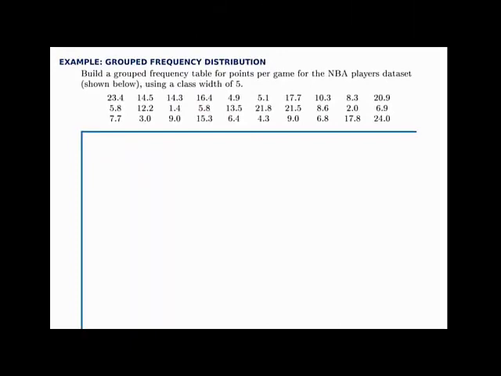Here we're going to build a grouped frequency table using the data set of NBA players with their points per game shown below. So we have 30 values ranging from 1.4 up to about 24. And we're told to use a class width of 5 for our grouped frequency table. So we want to start low enough that we can cover all of them. And rather than starting at 1, let's start at 0 just to get a nice round number and make it easy for ourselves. So in our frequency table, the first column will be points per game.